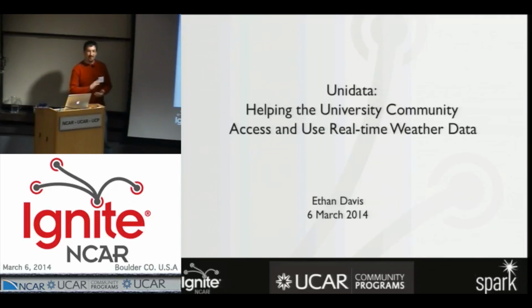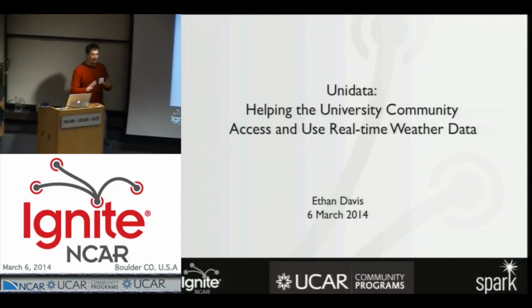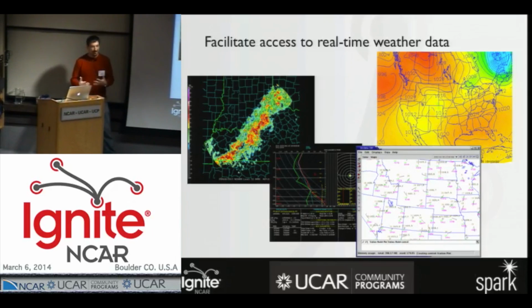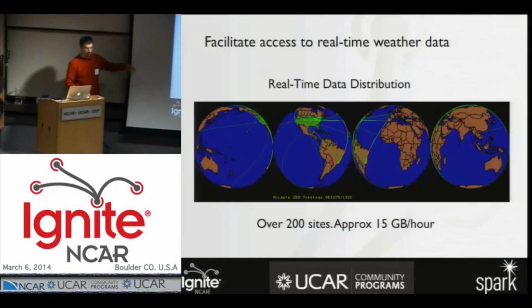And there's basically four basic things that we do in Unidata, and so I'm going to try to go through those. We facilitate access to real-time weather data to the community. And we have satellite data, radar data, some model data, some station data, some profiler data. There's a few ways that we get this data out there.